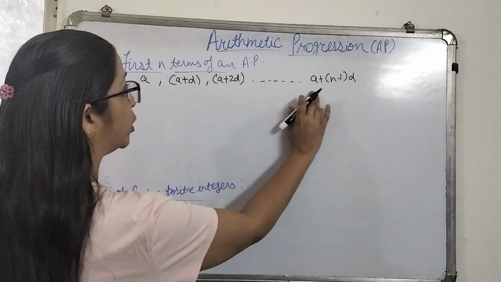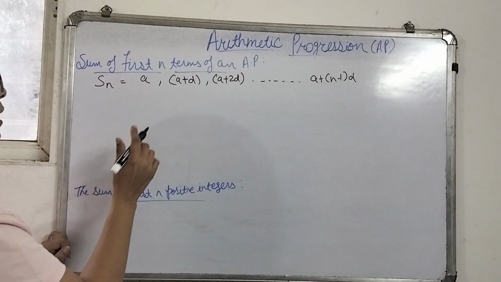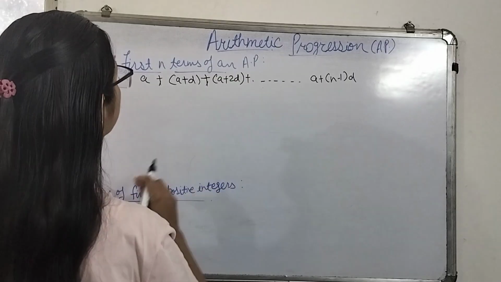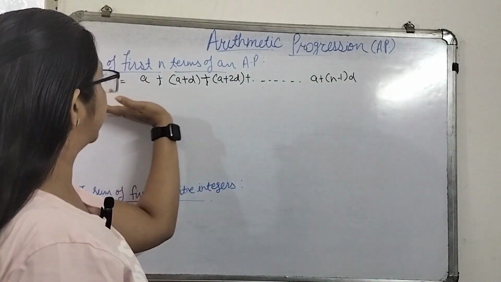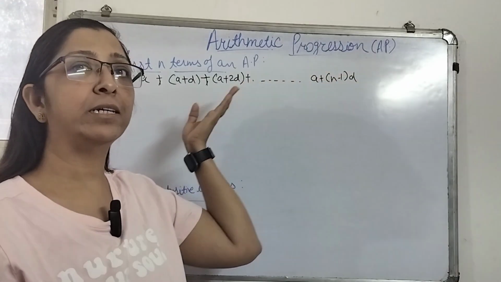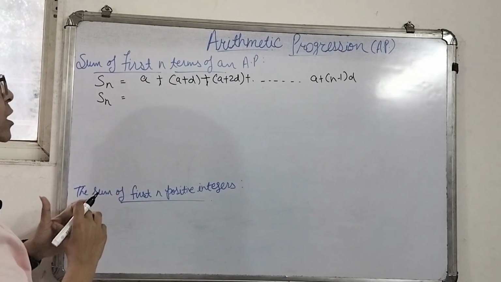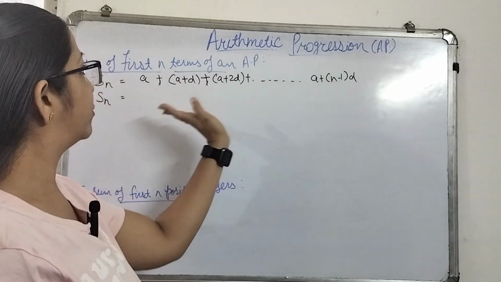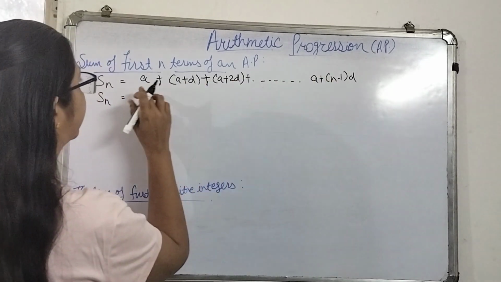So the sum of all these terms will be denoted by Sn. Now instead of writing in the forward direction, if we write it in the reverse direction, then also the value will be the same, because it is following the commutative law for addition. Right, we can change the order of these terms. So this term we will be writing first.